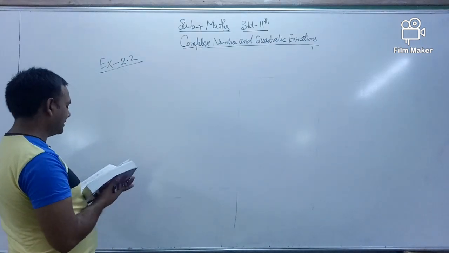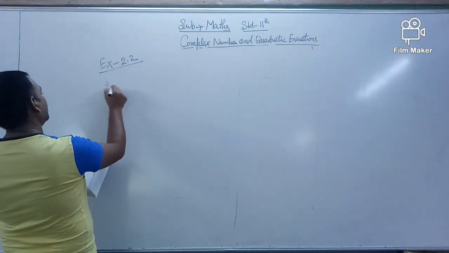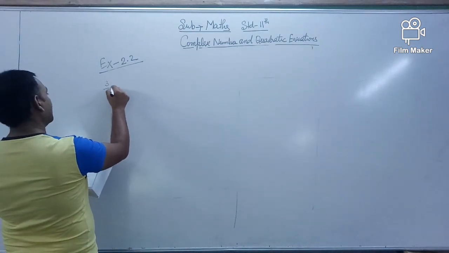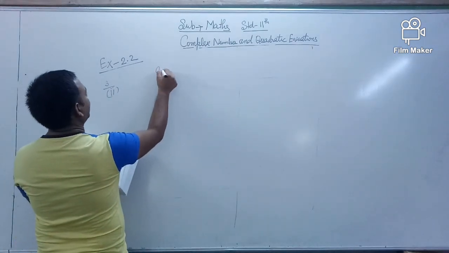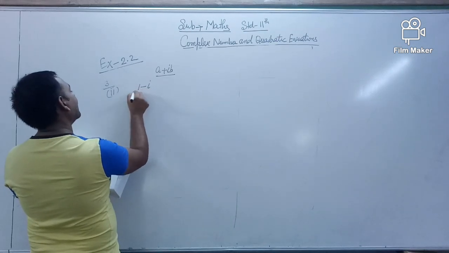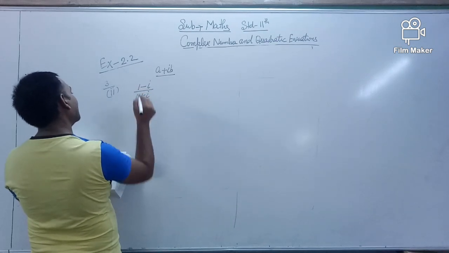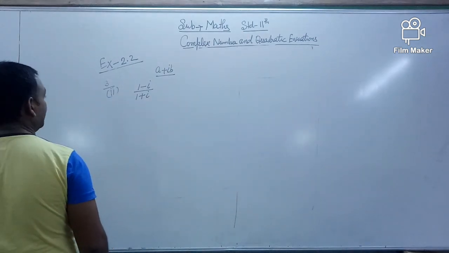Some questions are also given. It is also expressed in the form of a plus ib. Question number second: you also express in the form of a plus ib, 1 minus i upon 1 plus i. Then how can you represent it in the form of a plus ib?